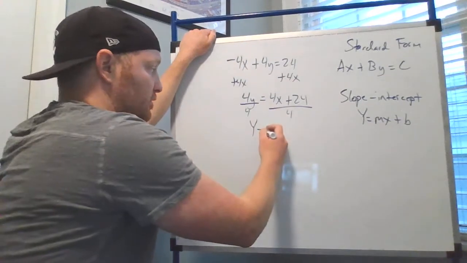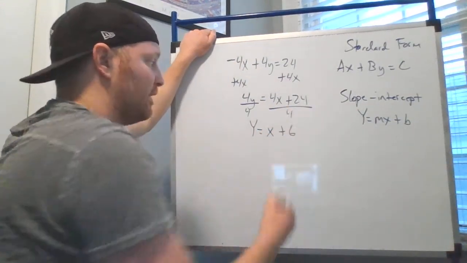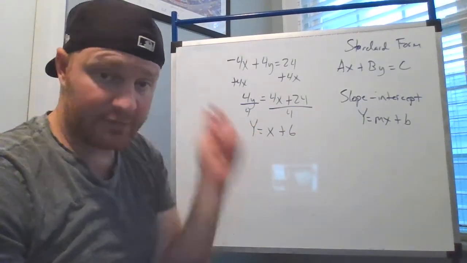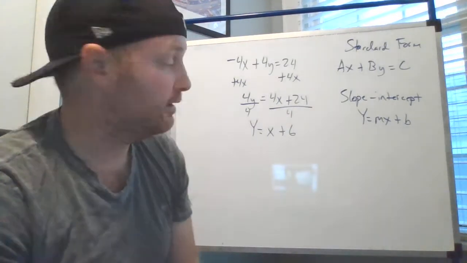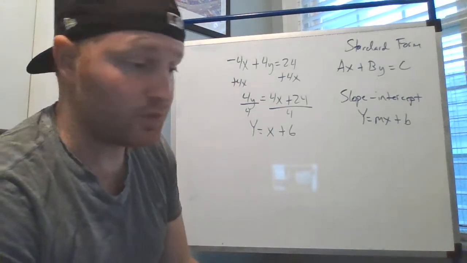4 divided by 4 is just 1, so leave it as x plus, and do not forget to divide the 24 by 4 as well. You will not be graded down if you put a 1 in front of the x as the coefficient, but we will never see that on a worksheet, test, or quiz. So get in the habit of leaving this as just an x, knowing that the slope is 1.